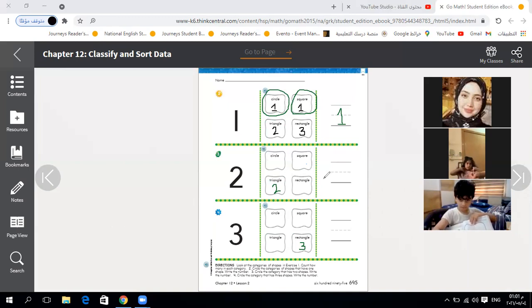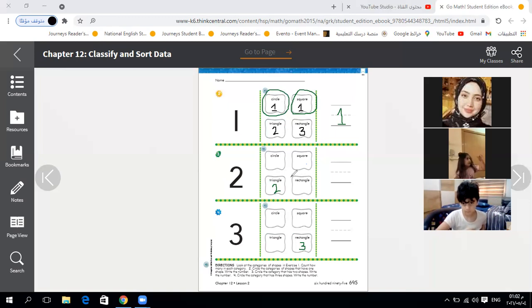Bravo. Come on Amir. Now I want you to circle the category that has 2 shapes. Can you tell me, bravo Amir, which category has 2 shapes? 2 shapes. Which one? Go back to the previous page, tell me how many shapes we had, two shapes. 3. No, Amir, listen to me.